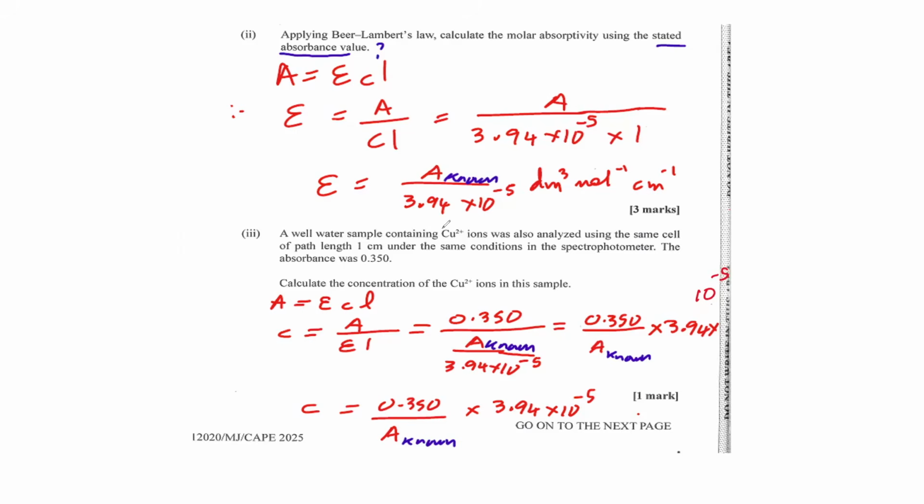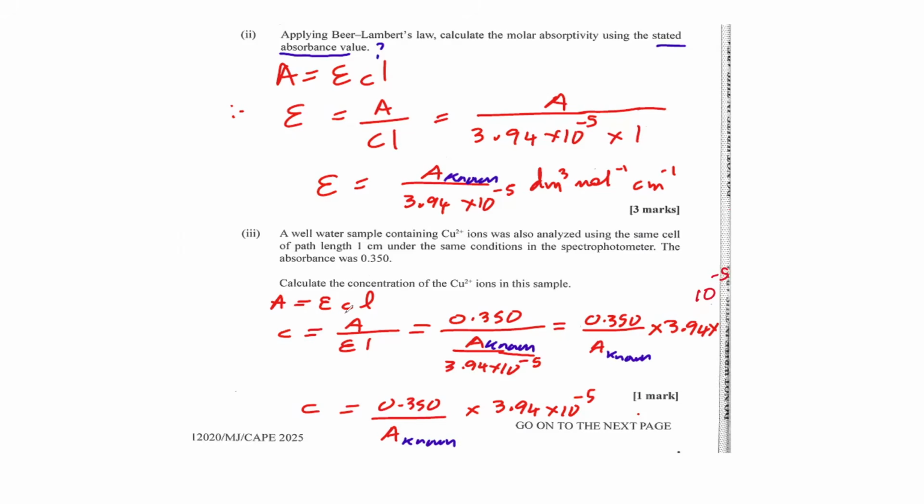So in part 3, a well water sample containing copper 2 plus ions was also analyzed using the same cell of path length 1 under the same conditions in the spectrophotometer. The absorbance was 0.350. And we were to calculate the concentration of the copper 2 plus ions in this sample. So here we're going to use the molar absorptivity to calculate the concentration. But remember, we don't have a single value. So we're going to use the factor that we worked out for E to just plug into this equation.